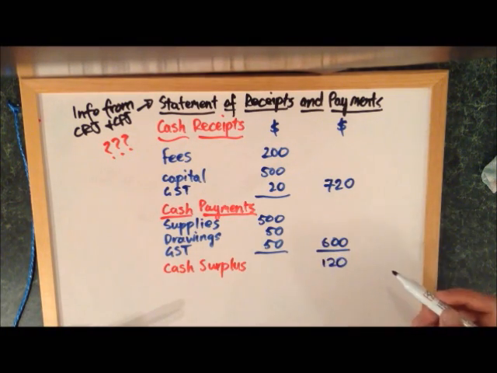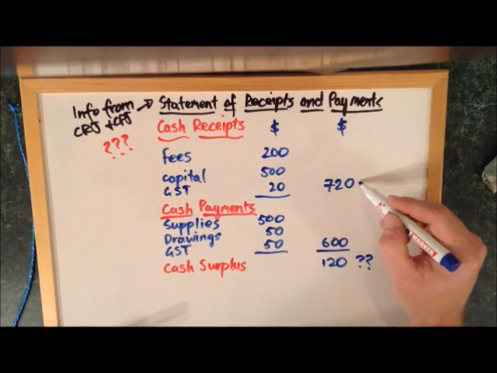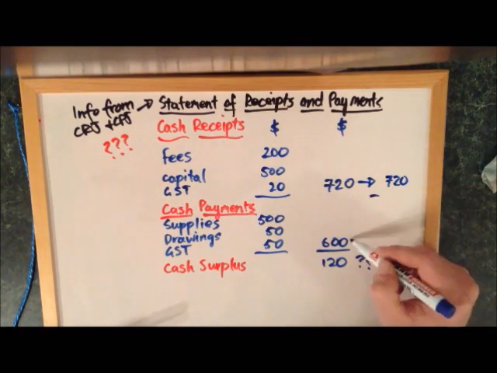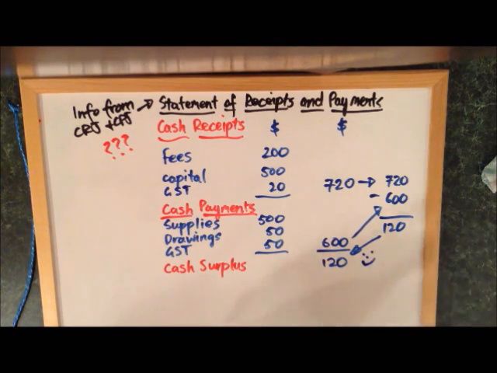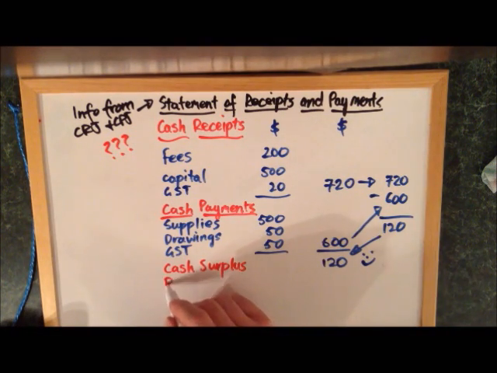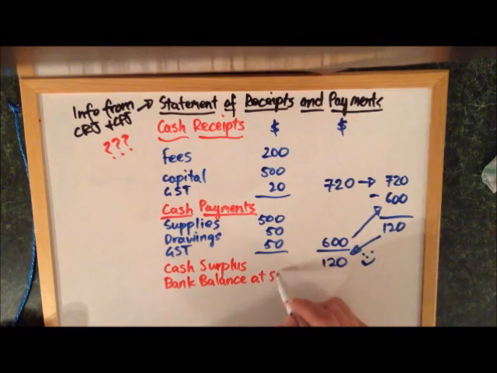and hopefully, fingers crossed, we will have a cash surplus. So here we have $120. Now, how did we calculate that? It was $720 minus the $600, which is the cash payments, and away we go.